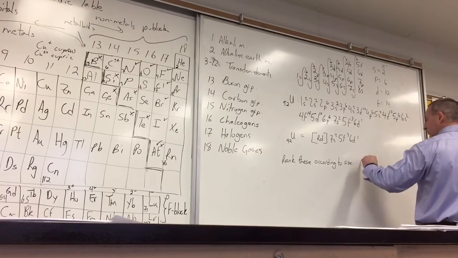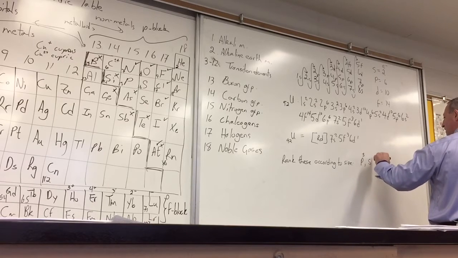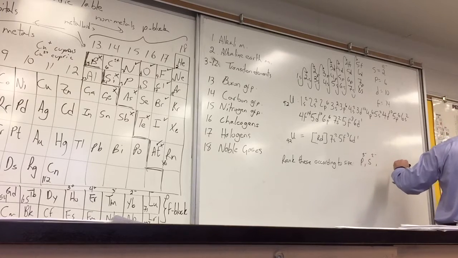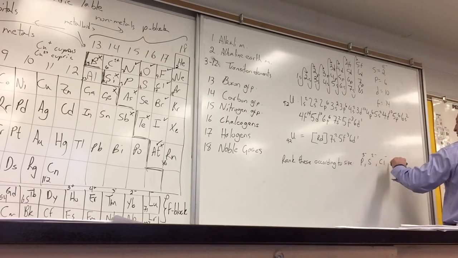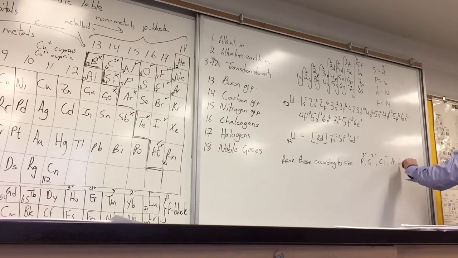So phosphide, sulfide, chloride, argon, potassium with a plus charge, calcium with a +2 charge, and say scandium with a +3 charge. All of these have the same number of electrons. They all have the same number of electrons as argon, which is 18.